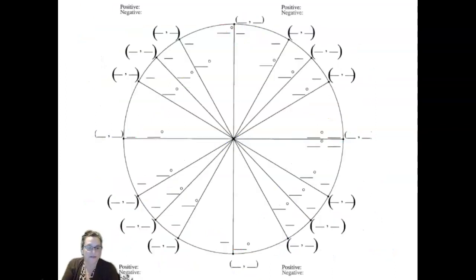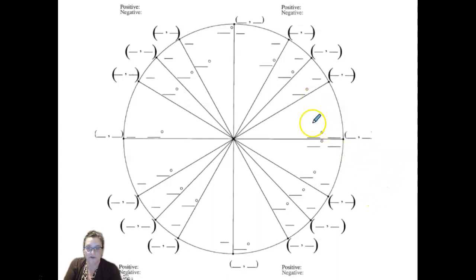Okay, so you want to pause the video and practice filling in the blank unit circle template. This time, fill in not just your quadrantal special angles, but any of the pi over 4 reference angles as well. And when you're ready to check it, we'll go over it together.